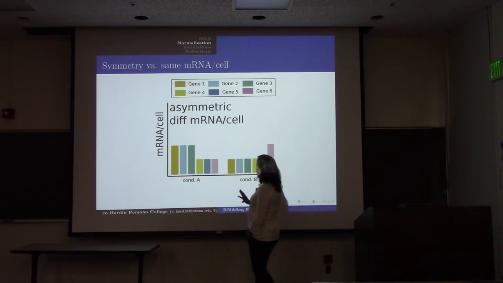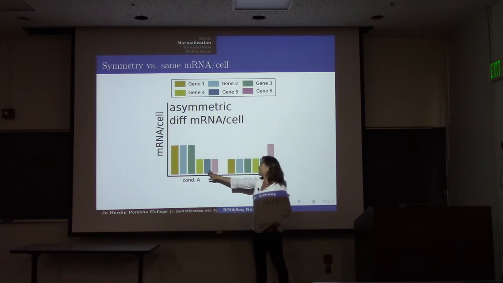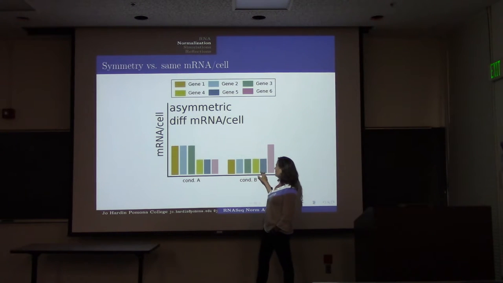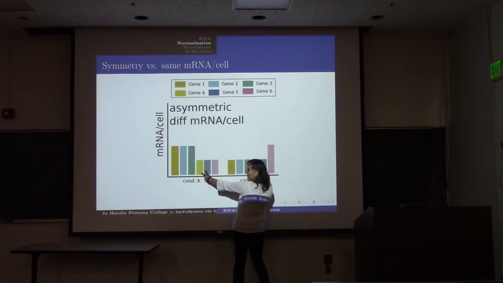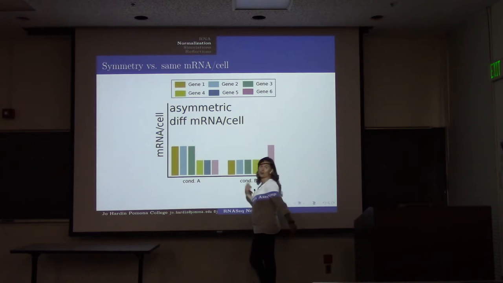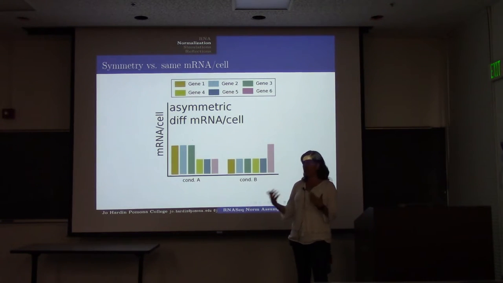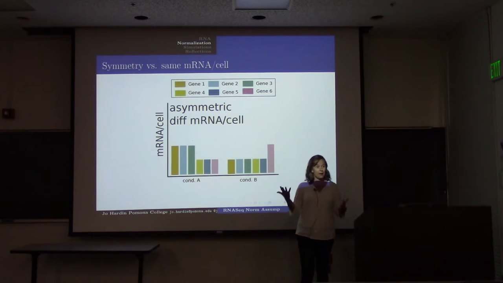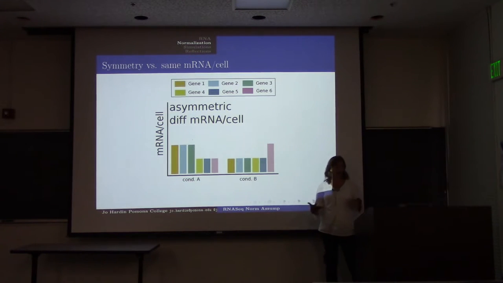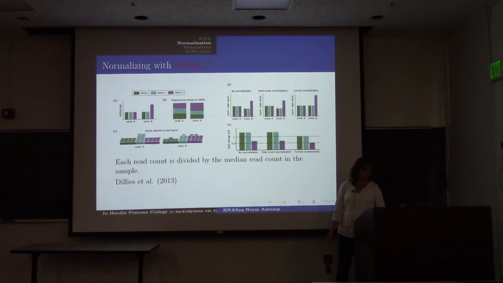So again, what we're trying to do is find these genes. Here, there's only one. No, two. Right? We want to find these two genes that are not differentially expressed. And we want to use those to get our library sizes apples to apples.